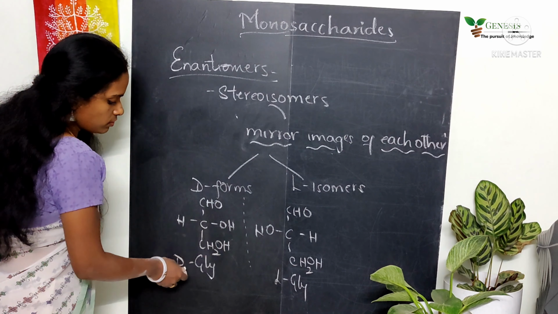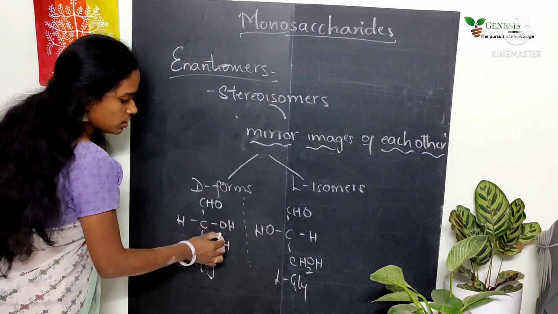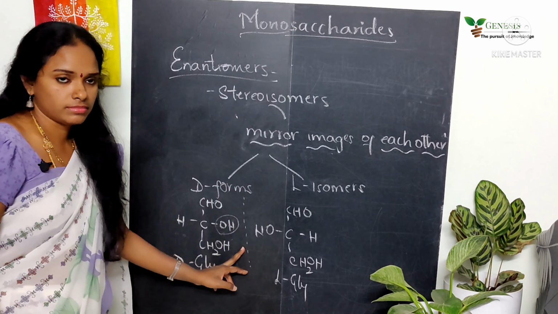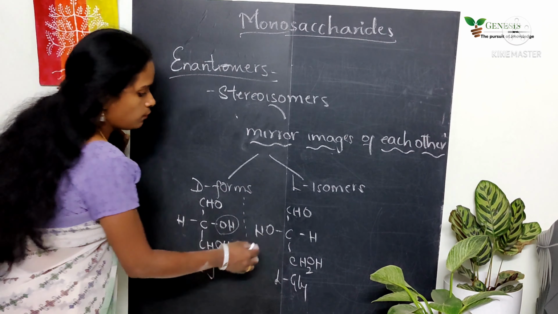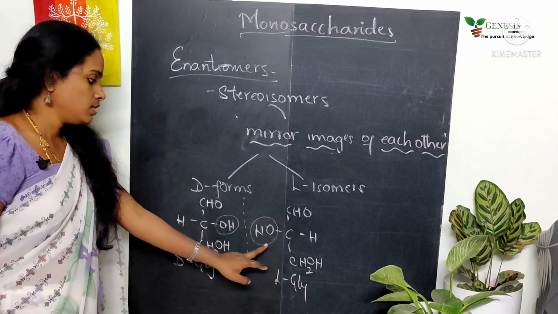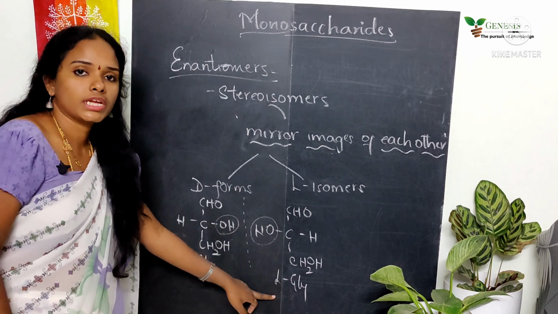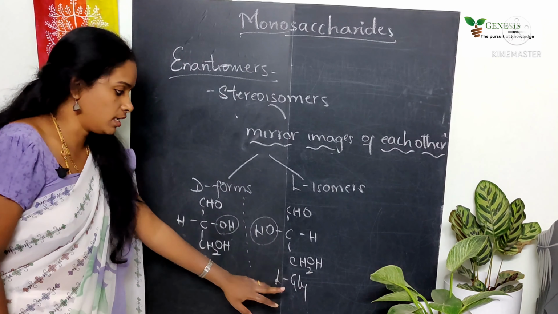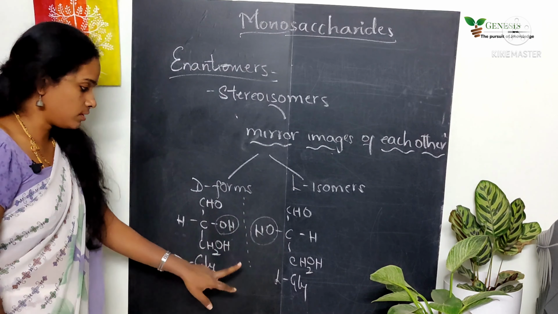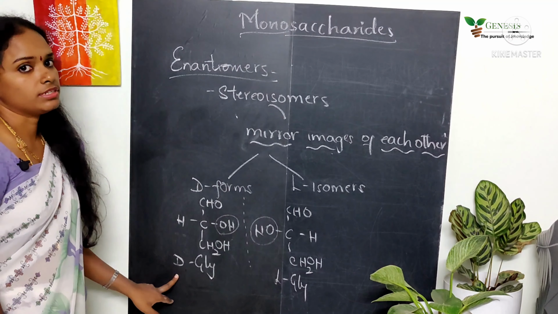So if we observe the difference between these two, here the hydroxyl group is attached towards the right side, and that is called D form. And if the hydroxyl group is attached to the left side of the chiral carbon, this is called L form, L-glyceraldehyde. Left side L, opposite to left, right side D-glyceraldehyde.